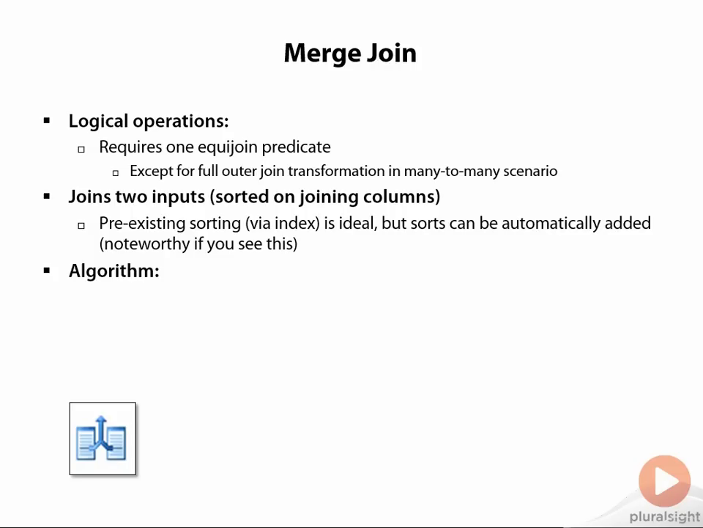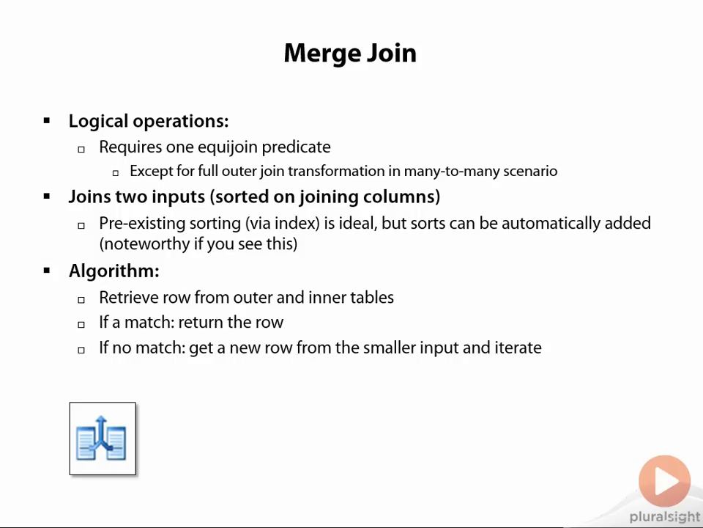Now the algorithm is pretty straightforward. You retrieve one row from the outer and the inner tables, and if there's a match, the row gets returned. And if there's no match, get a new row from the smaller input and then iterate.